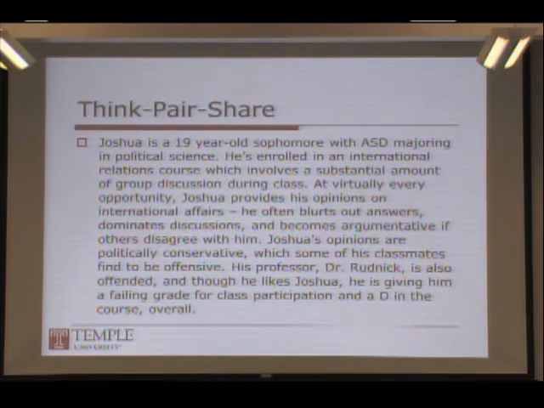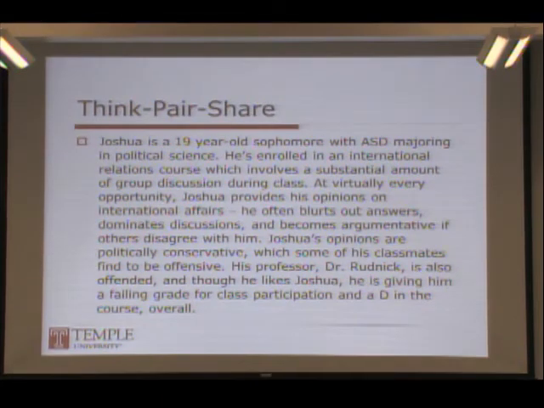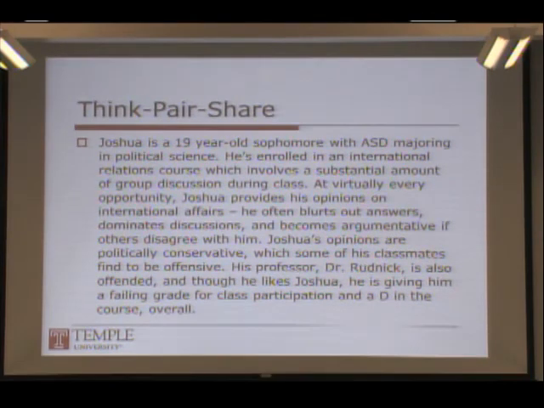I know this is a scenario that some people have sort of described and alluded to. So we have Joshua, who's a 19-year-old sophomore with ASD majoring in political science. He's enrolled in an international relations course, which involves a substantial amount of group discussion during class. At virtually every opportunity, Joshua provides his opinions on international affairs. He often blurts out answers, dominates discussions, and becomes argumentative if others disagree with him. Joshua's opinions are politically conservative, which some of his classmates find to be offensive. His professor, Dr. Rudnick, is also offended, and although he likes Joshua, he's giving him a failing grade for class participation and a D in the course overall.